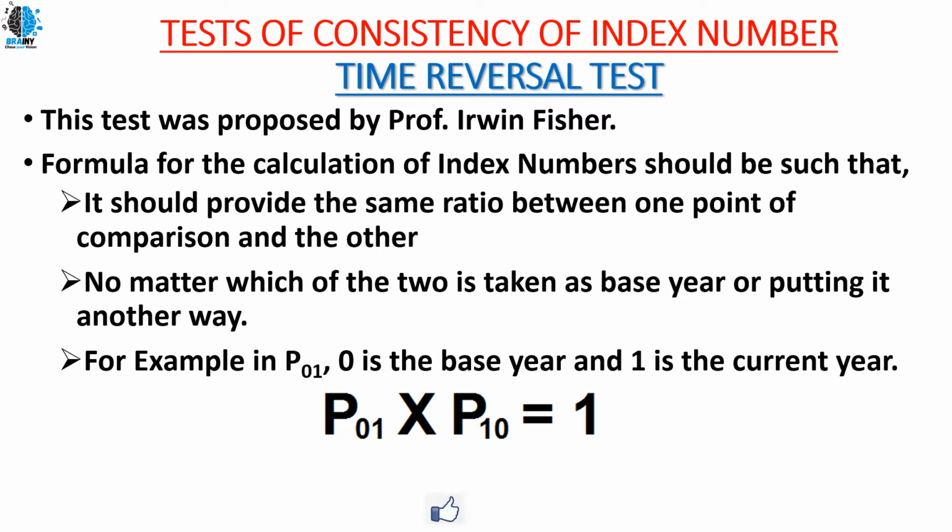So here we are just reversing the time. In the first, P01, we take the index number based on the current year. In the second price index, P10, we take the index number based on the base year. If we reverse the time in this way, it is called the time reversal test. If I multiply these two, I should get unity, that is 1. So this is all about our time reversal test.